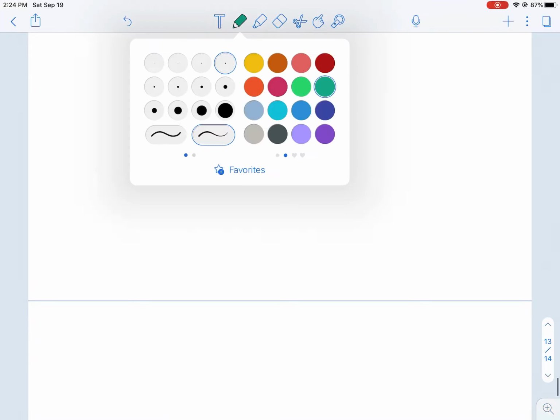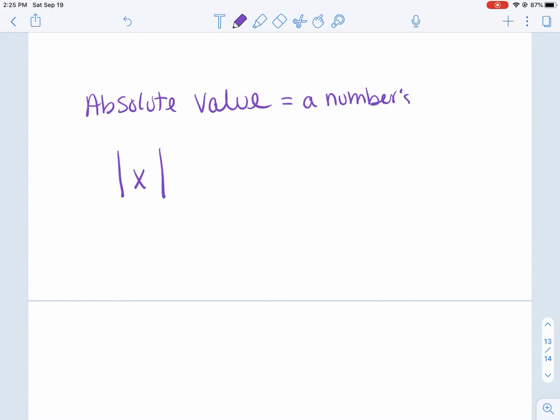Okay, so the other symbol we're going to look at briefly is the absolute value symbol. And that's just the 2 bars on either side of either a number or a variable. Absolute value is a number's distance from 0.